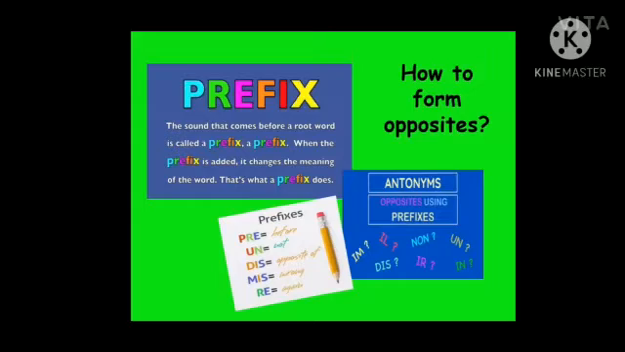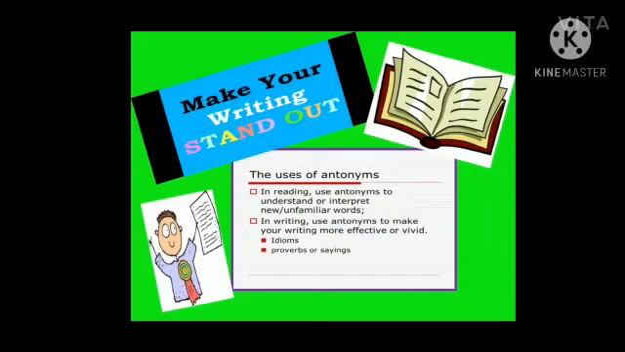A very easy way to form the opposite is the use of a prefix. A prefix is a group of letters, which may be 3 or 2 in number, and if it is added before the root word, then the meaning changes. Like we have pre, non, ir, un, in, dis. The moment we add these prefixes before the root word, the word means the opposite.